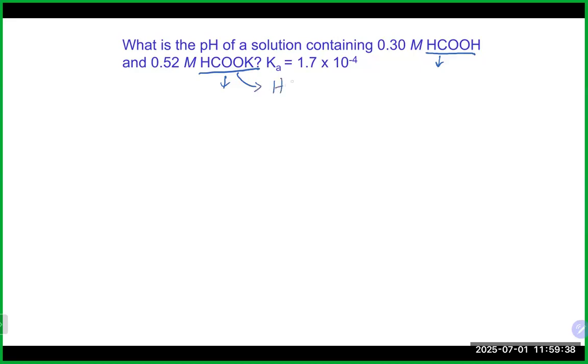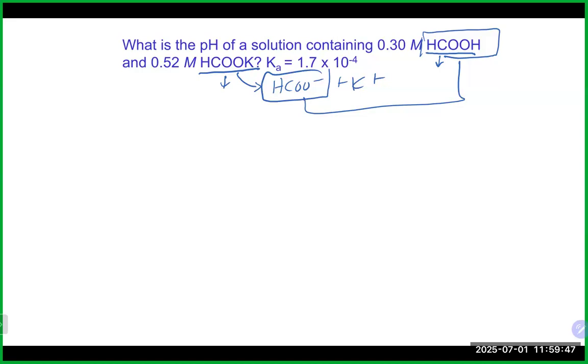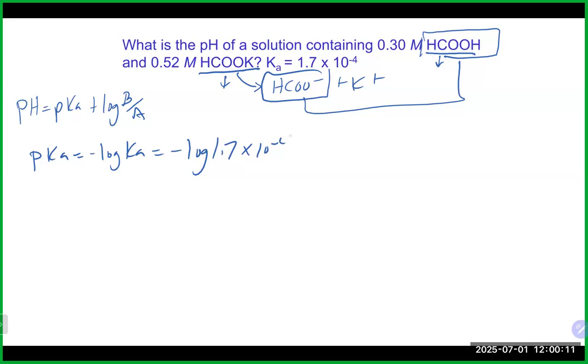This is basically HCOO minus and K plus. So again, the relationship is between these two things, which are related to each other by one H plus in this case. If you recognize that right off the bat, you can go right into your Henderson-Hasselbalch equation, pKa plus the log of the base over the acid. Once again, to get the pKa, that is minus the log of the Ka value, negative log of 1.7 times 10 to the minus 4. And that's going to get us 3.77, we'll call it.